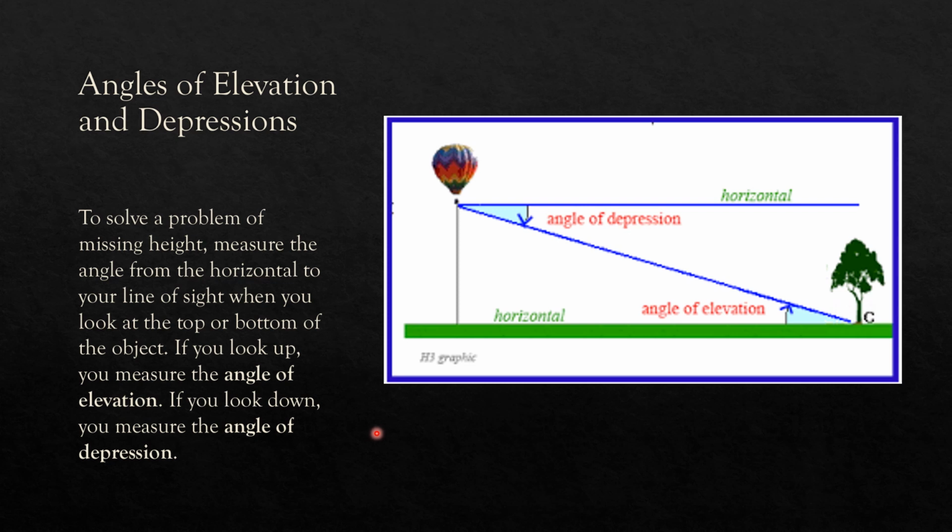If you're looking up, you're measuring the angle of elevation. If you're looking down, then you're measuring the angle of depression. So the angle of depression is more when you're on top of a tall tower, in an airplane, or in a hot air balloon. The angle of elevation is usually used when you're on the ground, looking up at a taller object.